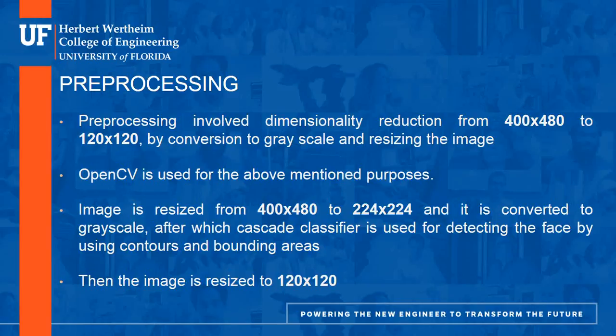The pre-processing involved for this task is dimensionality reduction. So we do dimensionality reduction by utilizing OpenCV. The image is resized from 400 by 480 to 224 by 224 initially, and it is converted into grayscale. After this step, we use a cascade classifier to detect the face by using contours and bounding areas. Then the image is resized to 120 by 120.